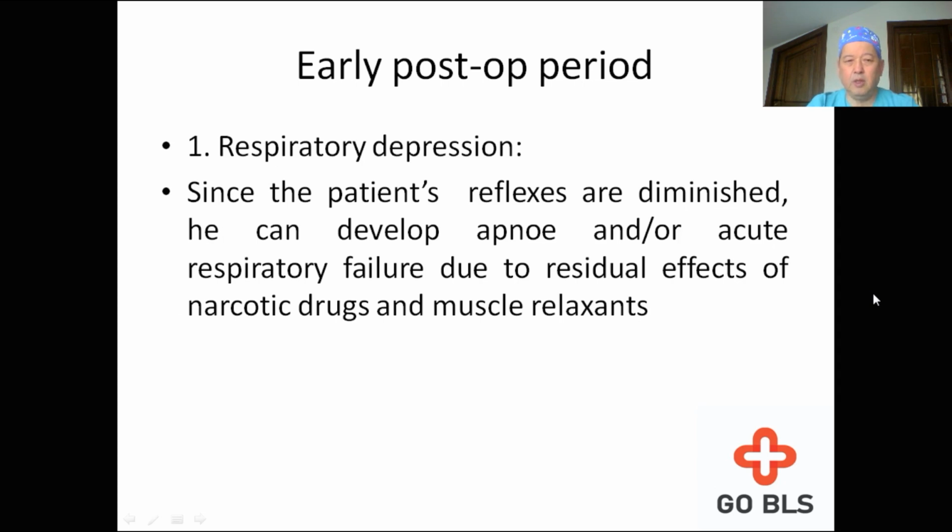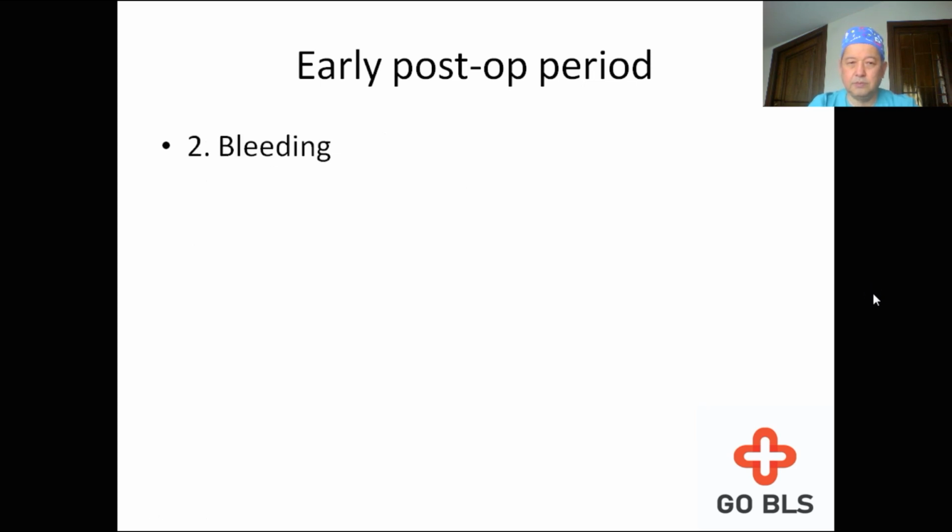Respiratory depression can be caused by diminished reflexes. Since the patient's reflexes are diminished, he can develop apnea and acute respiratory failure due to residual effects of narcotic drugs and muscle relaxants. Bleeding may occur as well. It is quite obvious. If you cut tissues, they bleed, and if you don't stop bleeding properly during the operation, you may have a complication during the post-operative period.